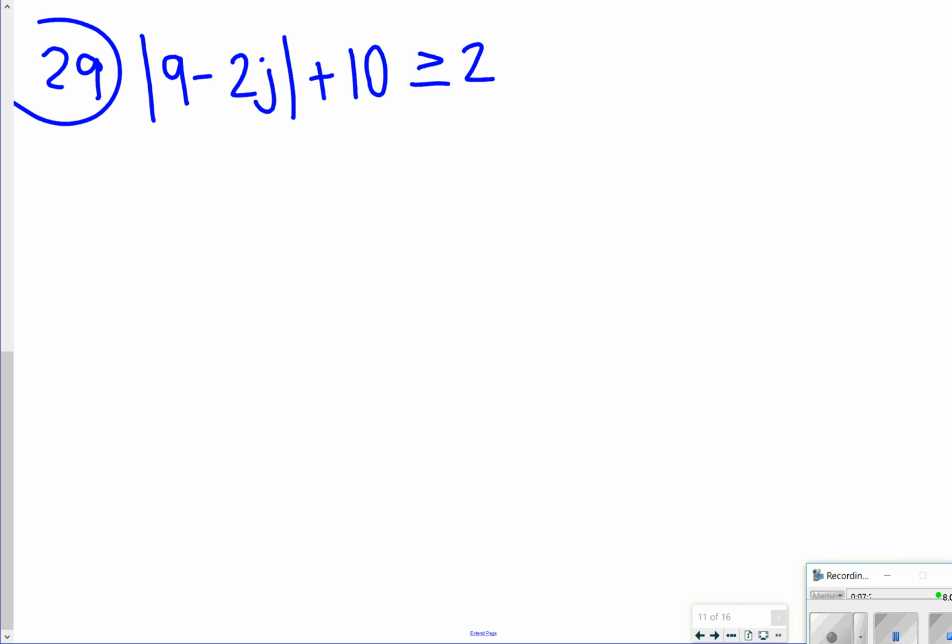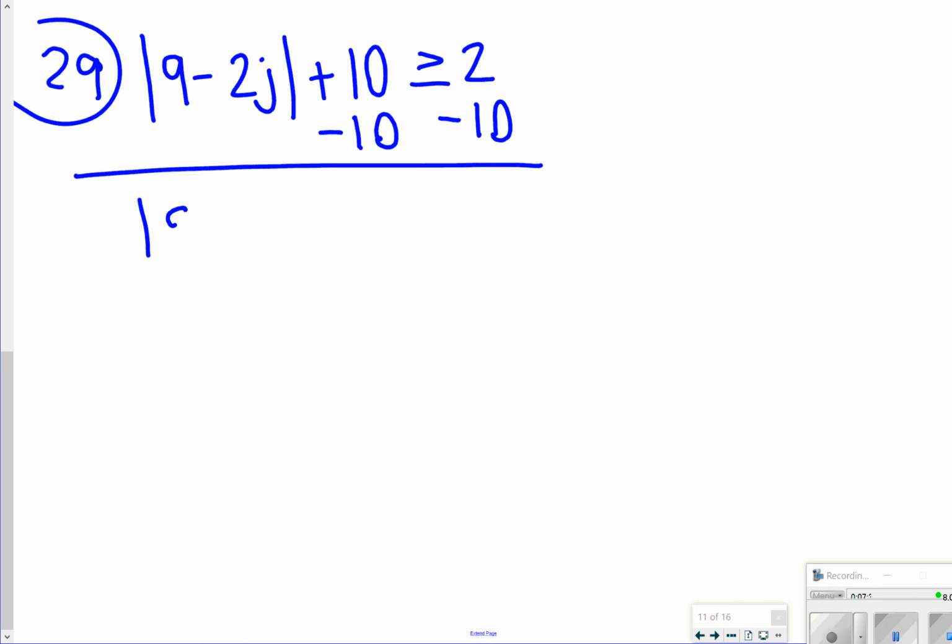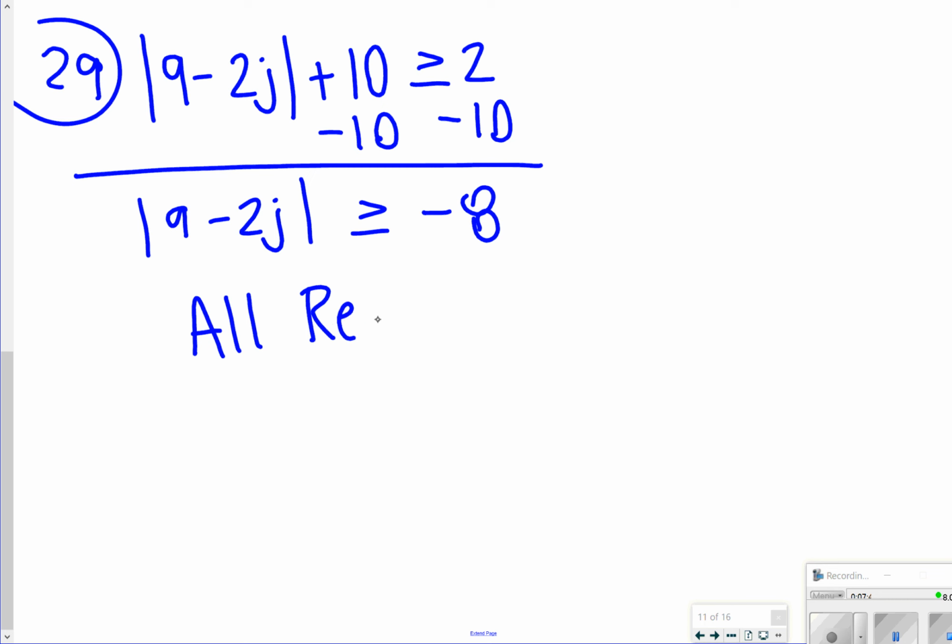So here's number 29. Again, the first thing I'm going to do is isolate the absolute value. So I subtracted 10 from both sides. I get the absolute value of 9 minus 2j is greater than or equal to negative 8. Because absolute value is always going to be greater than or equal to negative numbers, I'm going to answer all real numbers for number 29.